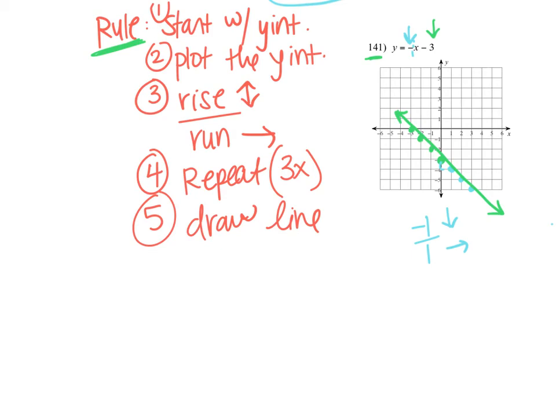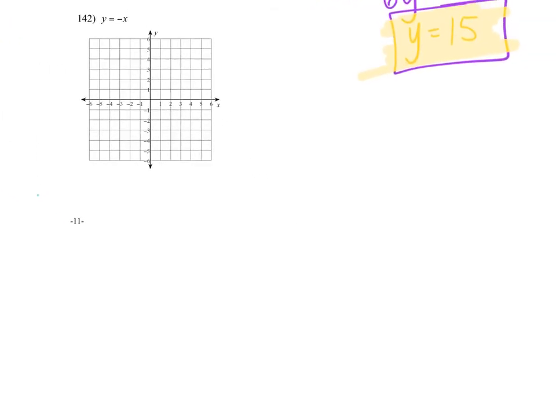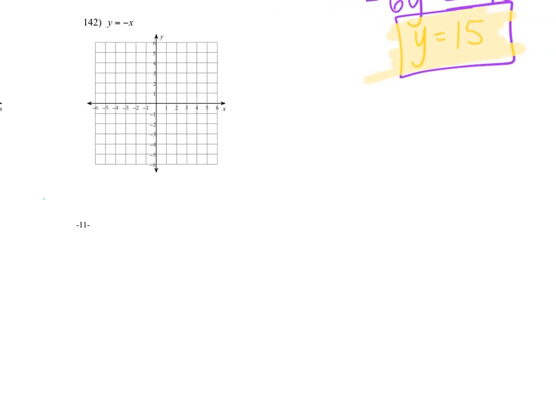Okay, let's try another one. So let's say 142. My rules, again, same thing. You're going to start with my y-intercept. In this case, it's actually plus 0. So I'm going to start at 0, 0. And same idea, my slope is negative 1 over 1. So I'm going to go down 1 over 1, down 1 over 1, down 1 over 1. And if you really want to, you could go backwards and go up 1 to the left, up 1 to the left, up 1 to the left.